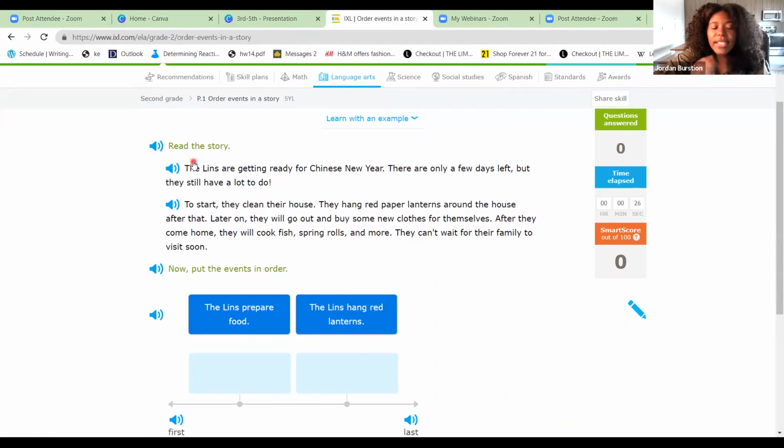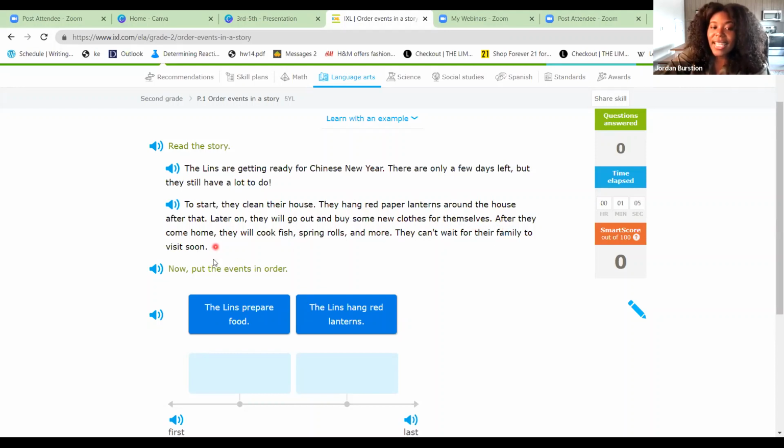Okay, what it says. The Lins are getting ready for Chinese New Year. There are only a few days left, but they still have a lot to do. To start, they clean their house. They hang red paper lanterns around the house after that. Later on, they will go out and buy some new clothes for themselves. After they come home, they will cook fish, spring rolls, and more. They can't wait for their family to visit soon.